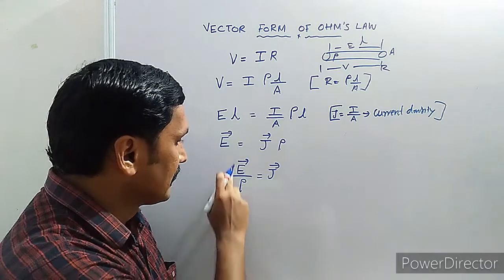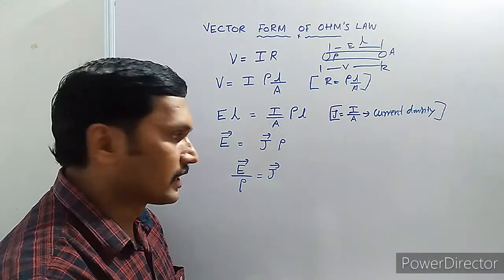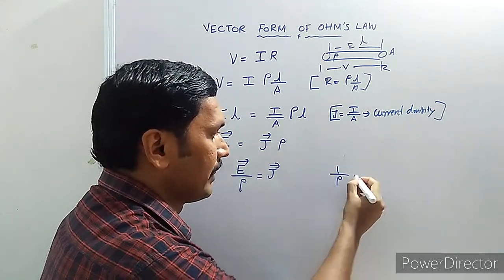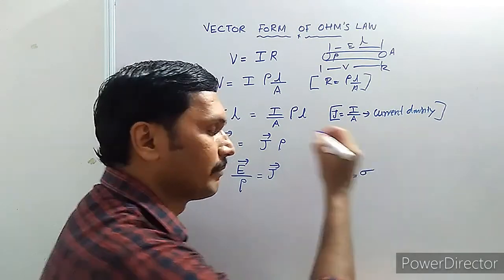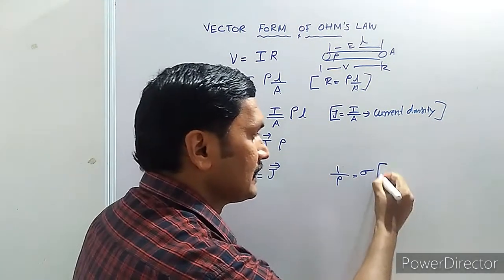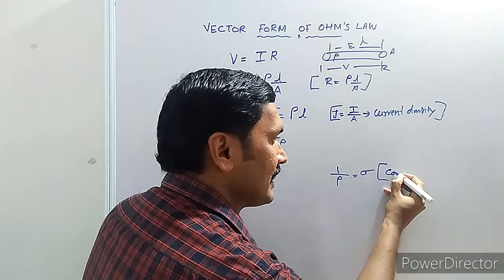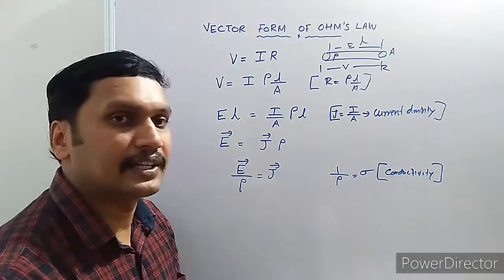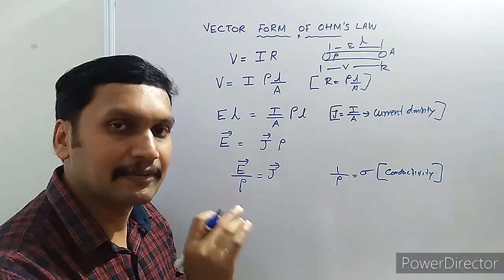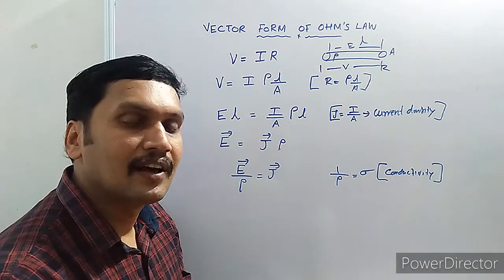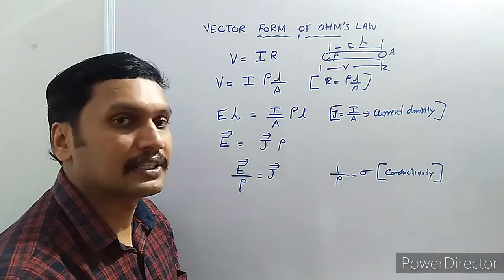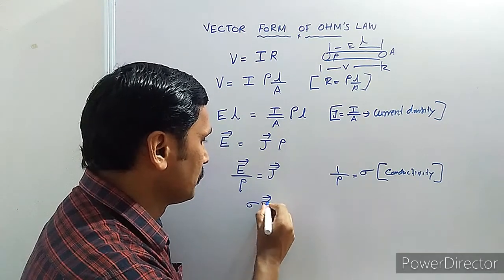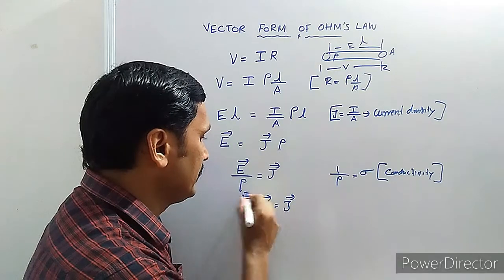Now another term, the reciprocal of resistivity. We write 1 by rho is equal to sigma. The reciprocal of resistivity is known as conductivity. And we are writing 1 by rho as sigma, so sigma into E is equal to J.